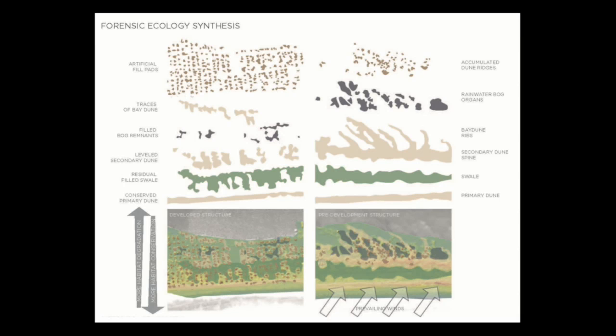But in the developed area next to it, you can see the remnants of the primary dune, the swale, the secondary dune, remnants of the organs, the rainwater organs. And then the last of the ridges have been sorted out into pads above flood elevation for the bungalows in Fire Island.